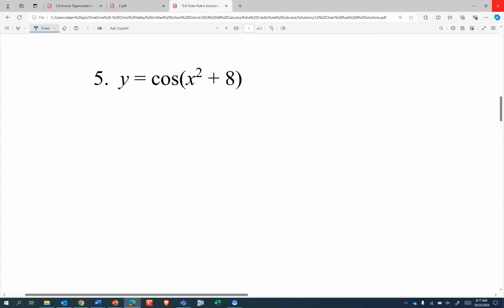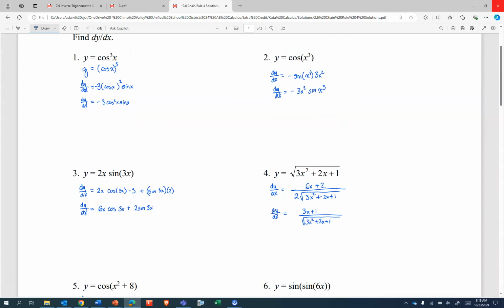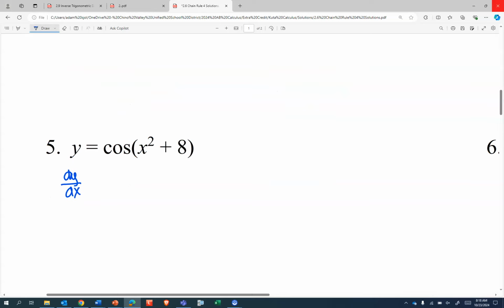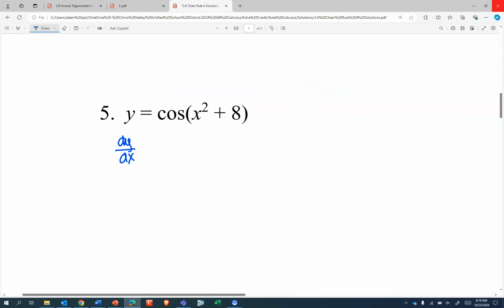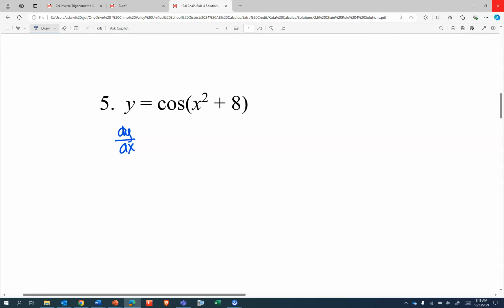All right, clearly cosine is the outer function here. Oh, dang. Am I using dy dx on all of these? I think I am. Yeah, okay. Hey, I'm getting used to writing digitally. Is that as big as I can go? I'm trying to zoom in, but it won't.